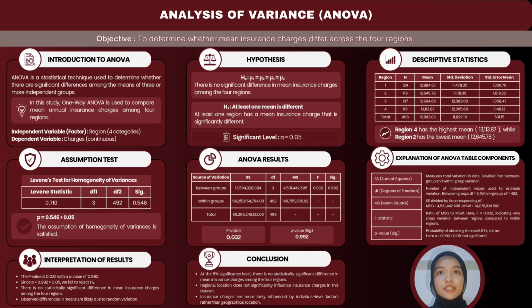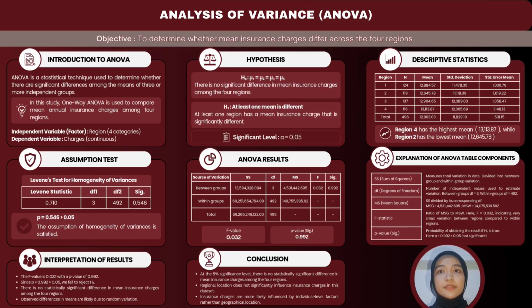The null hypothesis, H0, states that there is no significant difference in mean insurance charges among the 4 regions. The alternative hypothesis, H1, states that at least one region has a different mean insurance charge. The significance level used is 0.05.